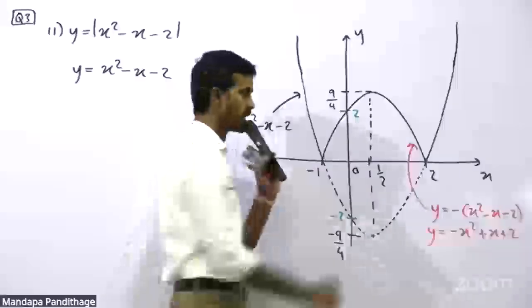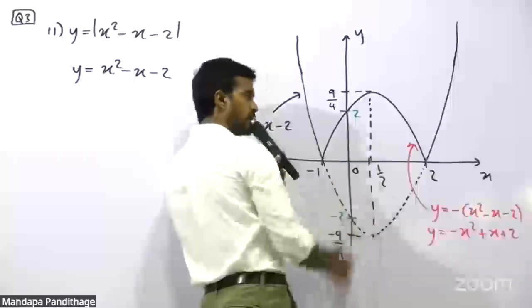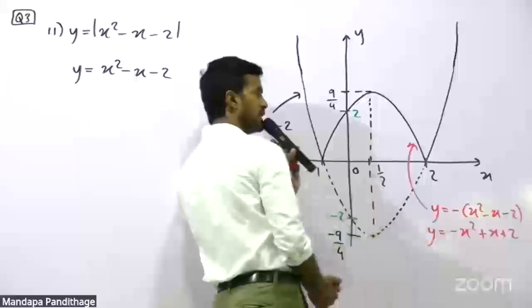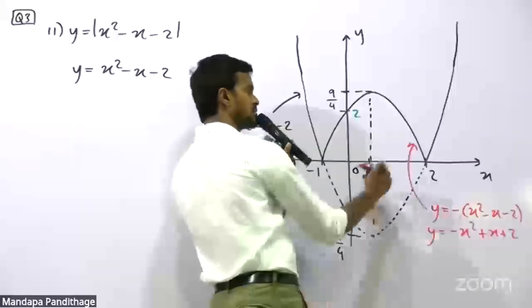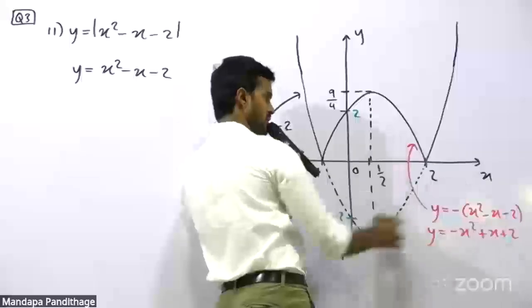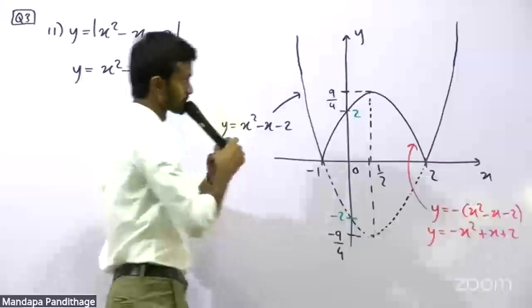So this is the negative of the original one. The original graph is y equals x squared minus x minus 2. When you multiply by minus, you get the positive side. So this is mirrored to the positive side, but the equation is the minus of the original graph.